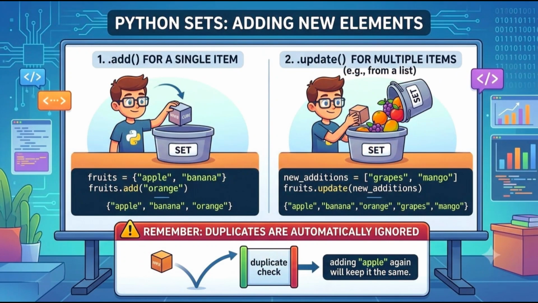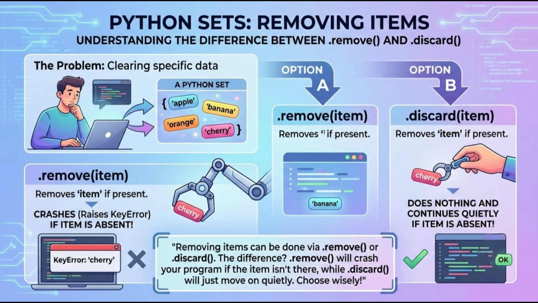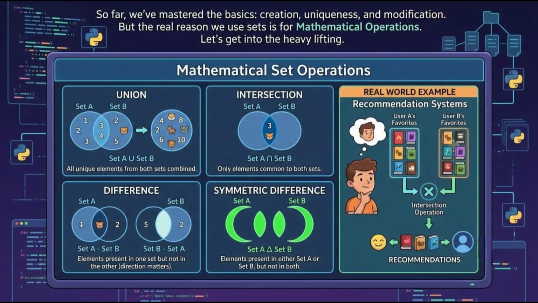To expand our set, we use .add for a single item or .update if we want to dump an entire list of new items into the set. Remember, duplicates will still be ignored automatically. Removing items can be done via .remove or .discard. The difference: .remove will crash your program if the item isn't there, while .discard will just move on quietly. Choose wisely. So far, we've mastered the basics: creation, uniqueness, and modification.